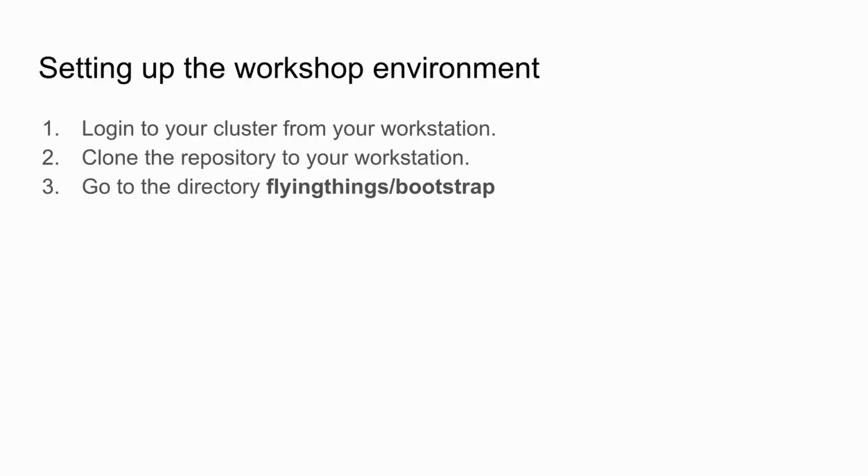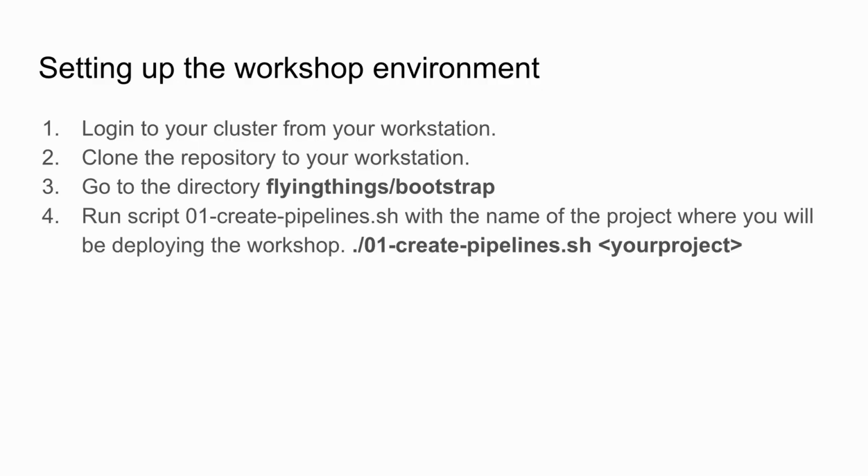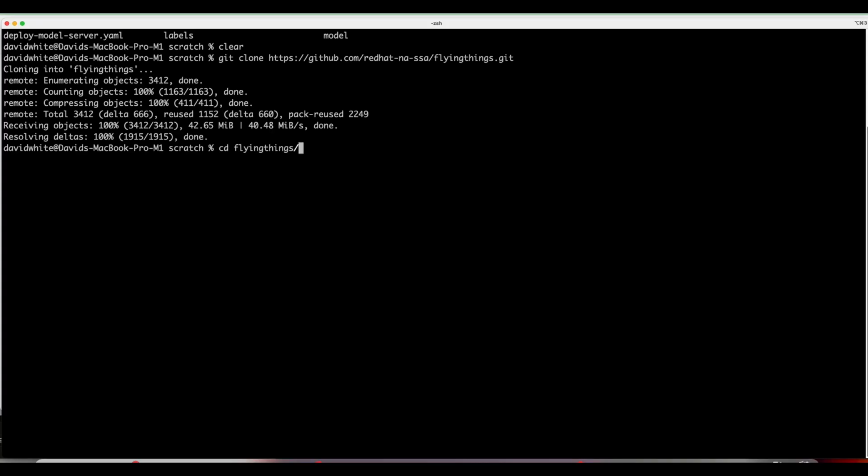Now we'll go to the Bootstrap directory under Flying Things and execute our first script, 01 create pipelines.sh, followed by whatever project name you want to use. For mine, I'm using modemo. If the project doesn't exist, it will be created.